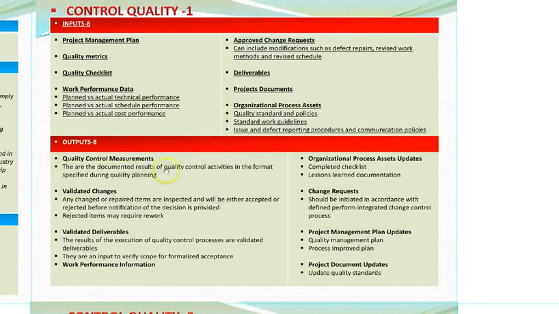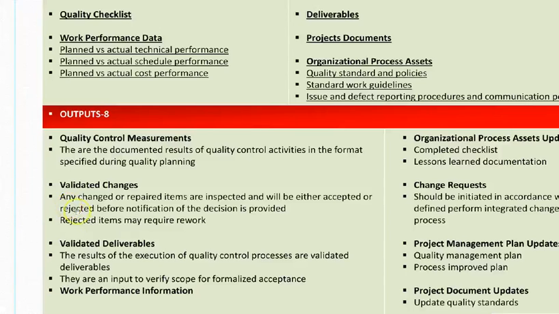They are the documented results of quality control activities in the format specified during the quality planning or the quality management plan. The validated changes, which are any changes or repaired items, are inspected and they will be either accepted or rejected before notification of the decision is provided. Rejected items may require rework.